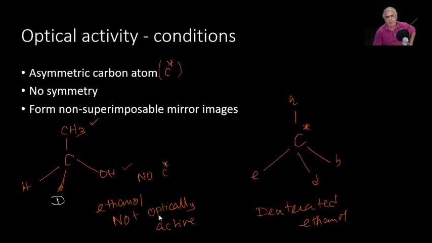Deuterium is attached. Now it is optically active. Why? Because there is an asymmetric carbon atom here. Why? Because C is attached to H, deuterium, OH, CH3. So different entities. So when carbon atom is attached to different entities, then it is an optically active compound. But at the same time, we have to check the mirror image also. Let me check the mirror image. Please draw this.